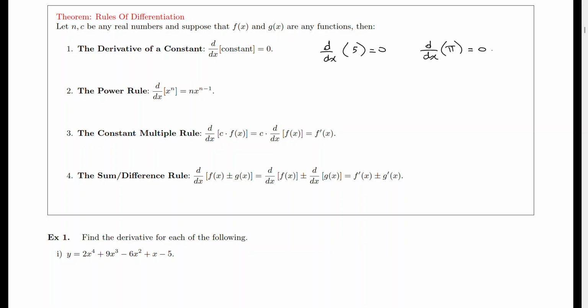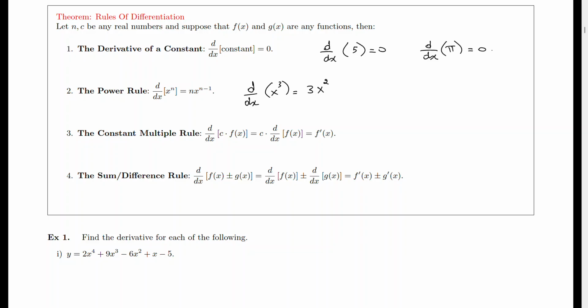The second rule is the power rule, and this is known as the simple power rule. It basically tells you what to do if you have x to the power of n and you want to differentiate it. According to the rule, all you've got to do is bring the power down, then subtract the original power by 1. So for instance, if I have the derivative with respect to x of x to the power of 3, then according to this rule, all I have to do is bring the power to the front, so I get 3, and then subtract the original power by 1. So 3 minus 1 is 2, and the answer is 3x squared.